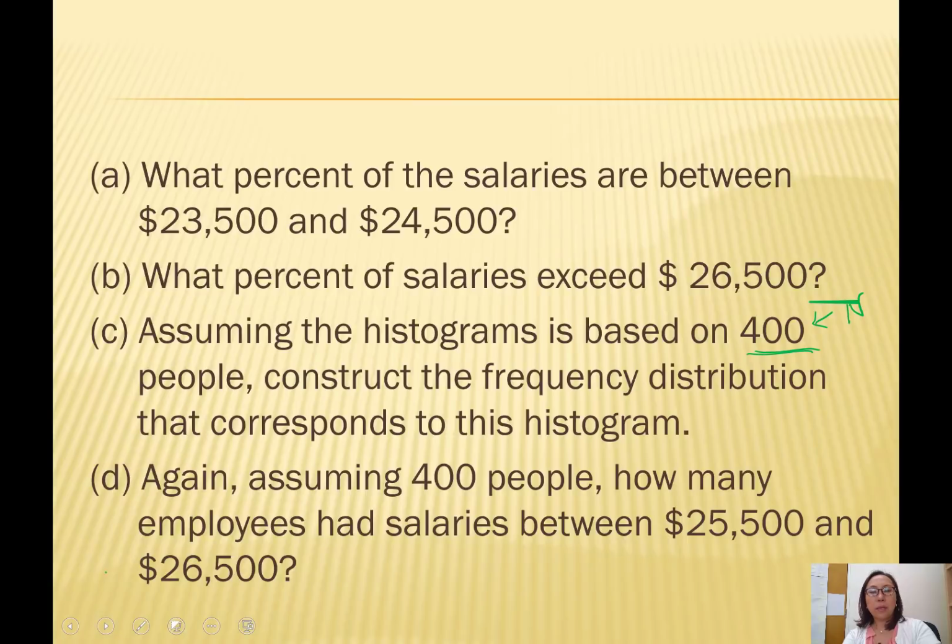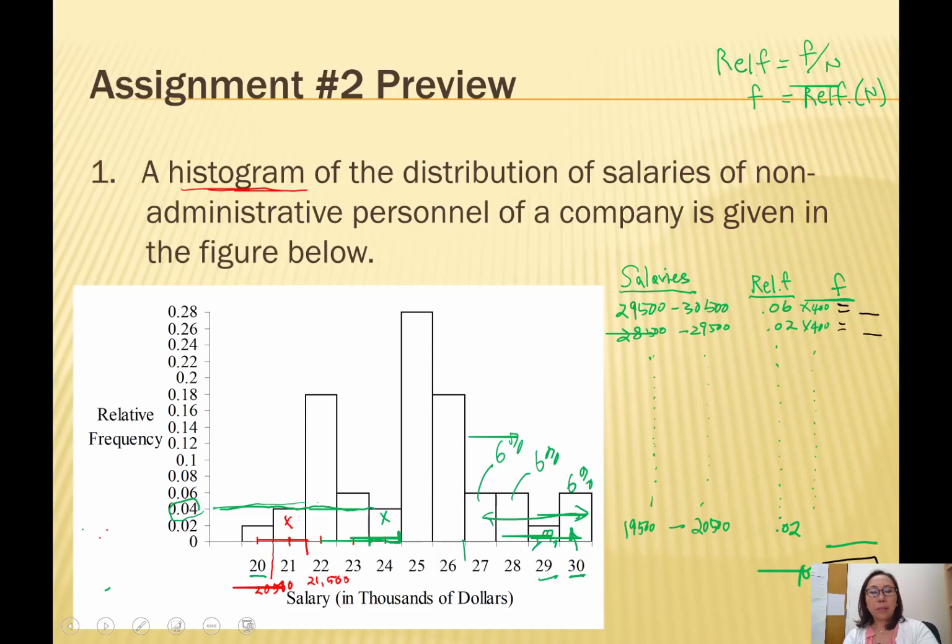So the question is, how many people make a salary between 25,500 and 26,500? Go right to the graph here and say, well, we're talking about this here, right? So we can see that the relative frequency is 0.18 or 18%. So then we just calculate what 18% would be of 400, and that will tell you how many people actually fall into this category.